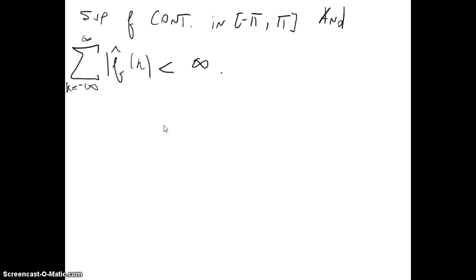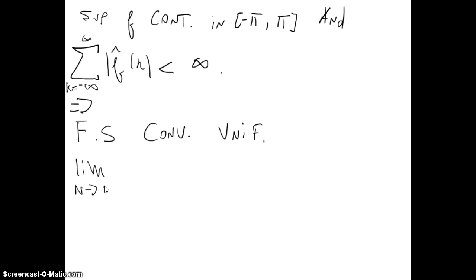Okay, so if f is continuous and its Fourier series converges absolutely, its Fourier series converges uniformly. That is to say that the limit, when n goes to infinity, of S_n f(x) equals f of x, and this limit is uniform in x.